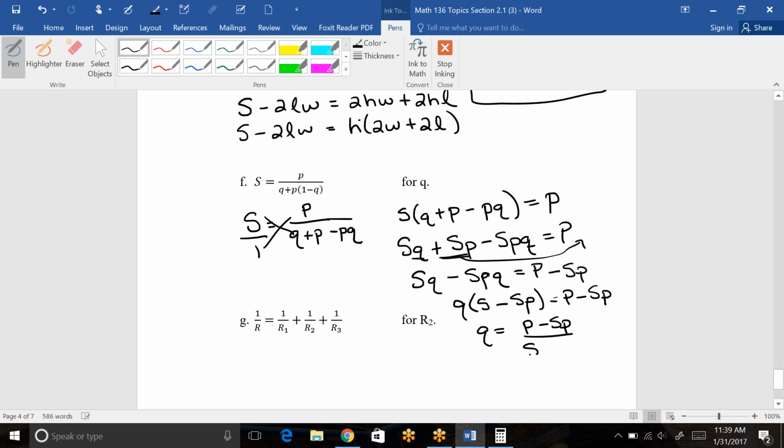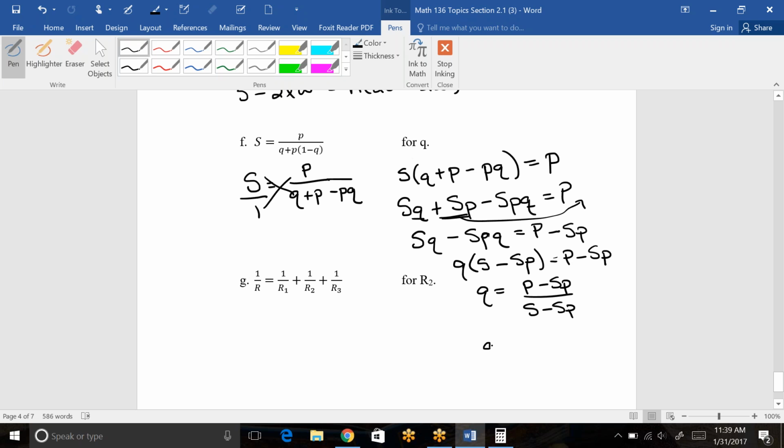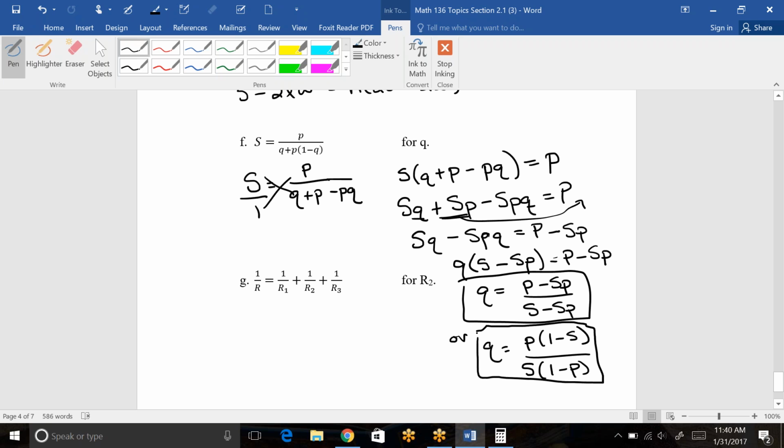Now finally, when I get to this point, I do look and see if there's anything I could cancel out. On the top, we could pull out a P. That would leave me with 1 minus S. On the bottom, you could pull out an S, and that would leave you with 1 minus P. So since it didn't help us cancel anything, this is okay or this is okay. I'm really not picky about which format you use. But this was better to at least know that for sure nothing is going to cancel out.